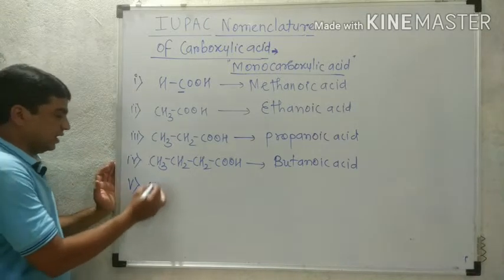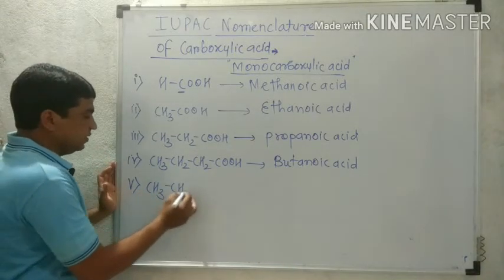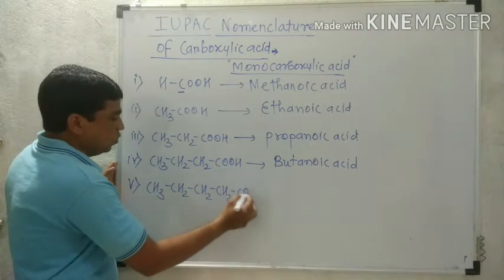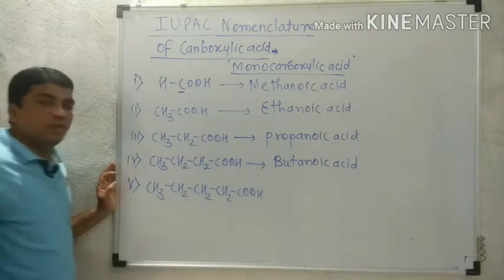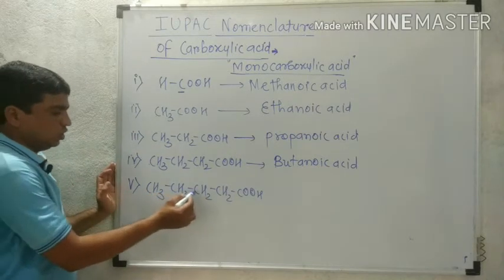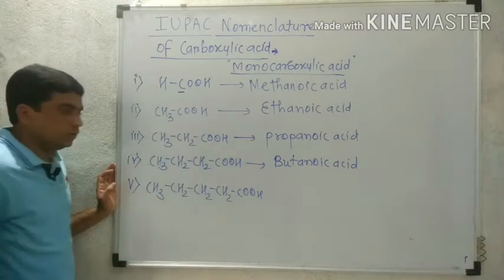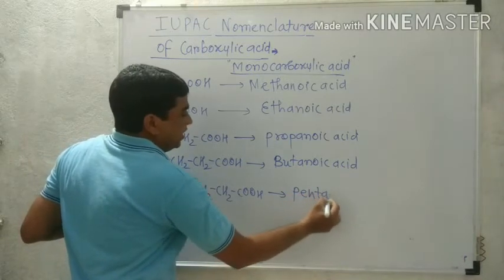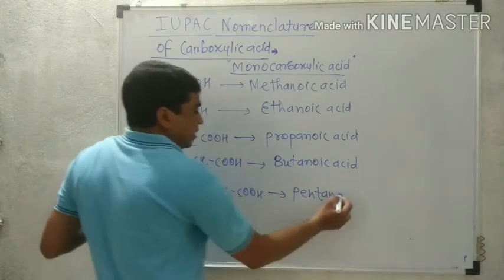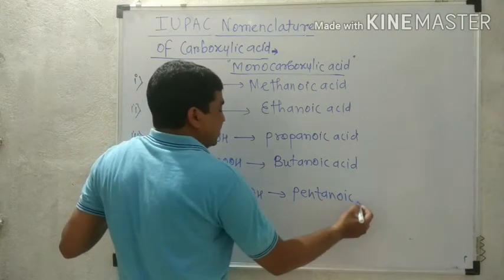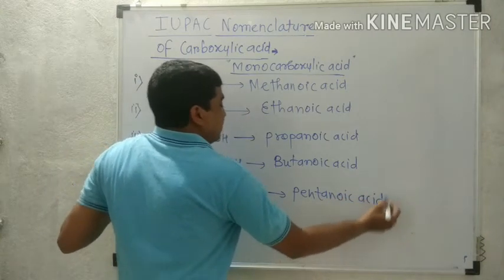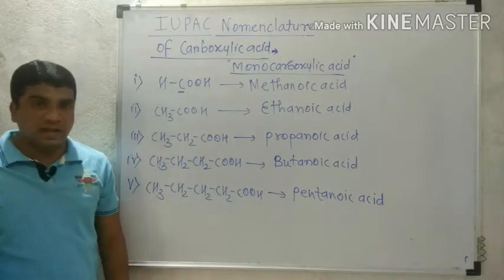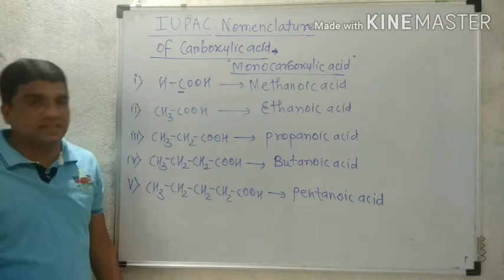Now, if the structure is CH3CH2CH2CH2COOH, again, how many carbons? 1, 2, 3, 4, 5. So it is a derivative of pentane. By replacing the ending E of pentane, what remains? Pentan. Then adding OIC acid, it is pentanoic acid. So here there is no need for numbering if no substituent is present in the chain.